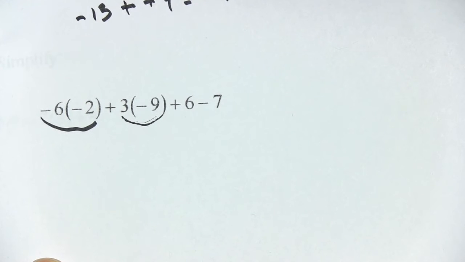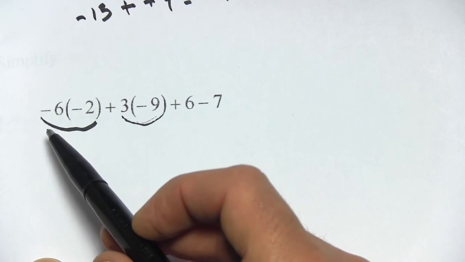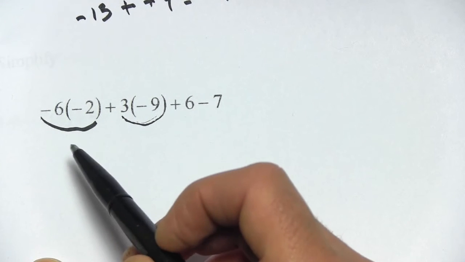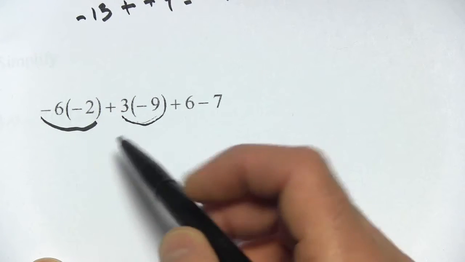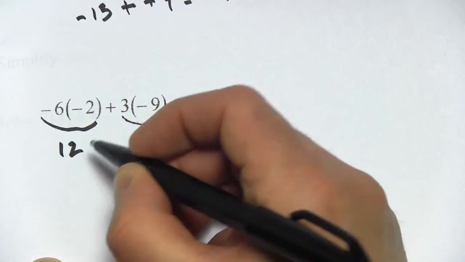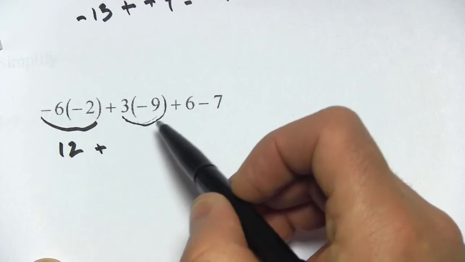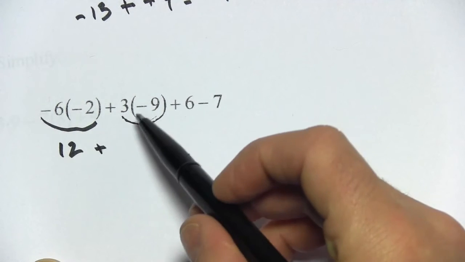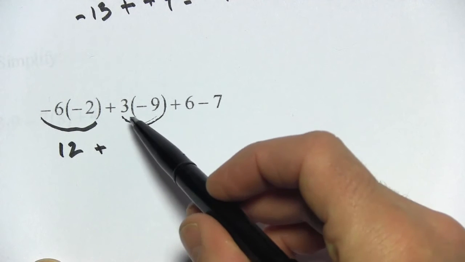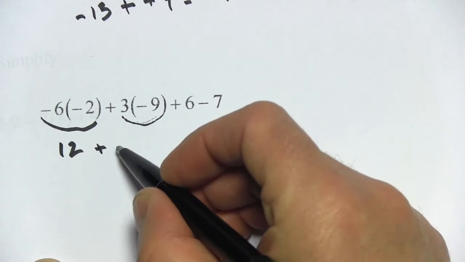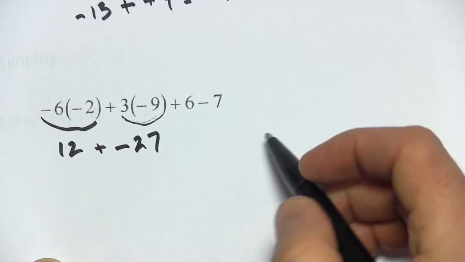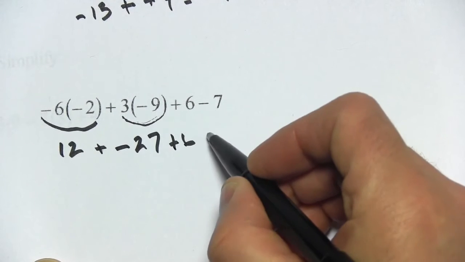So let's take care of these two pieces first. Here we have a negative times a negative, so the result is going to be positive. And we have 6 times 2, so that's a positive 12. Then we have our plus sign. And 3 times a negative 9, so that's one negative sign in there. So that's going to be a negative, and 3 times 9 is 27, so negative 27. And then we have our plus 6 and our minus 7.